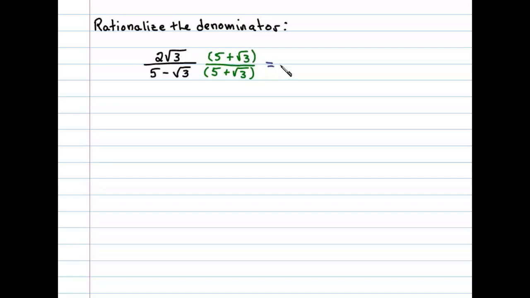Now doing that in the numerator, we'll be left with, in this case we have to distribute, so 10 square root of 3 plus 2 times the square root of 9.